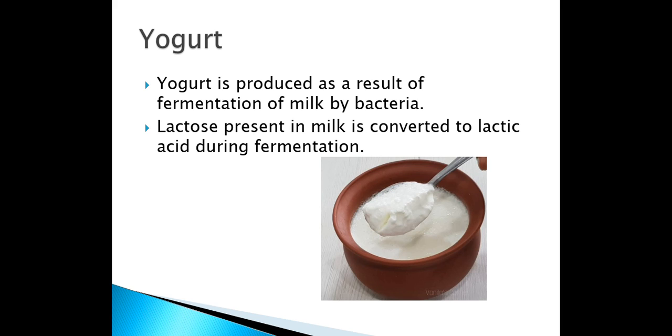Yogurt, as we have already discussed, is produced as a result of fermentation of milk by bacteria. And when bacteria ferment the milk, actually the bacteria start anaerobic respiration, but that is lactic acid fermentation in the milk. Milk naturally has a carbohydrate that is termed lactose. So bacteria convert the lactose into lactic acid, and as lactic acid is formed in the milk, its pH is decreased, and as a result, the milk is converted into yogurt because the milk proteins start coagulating.